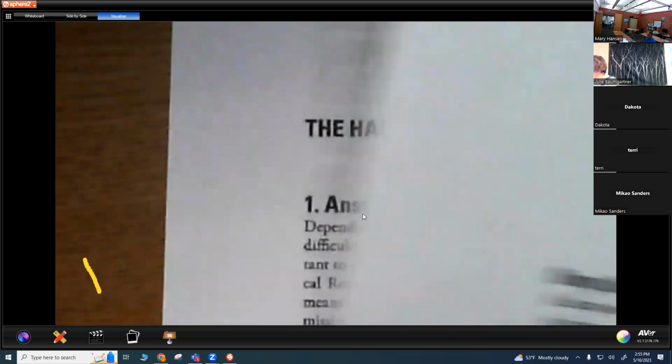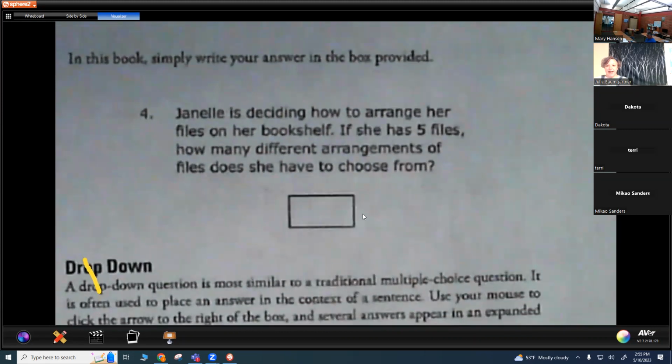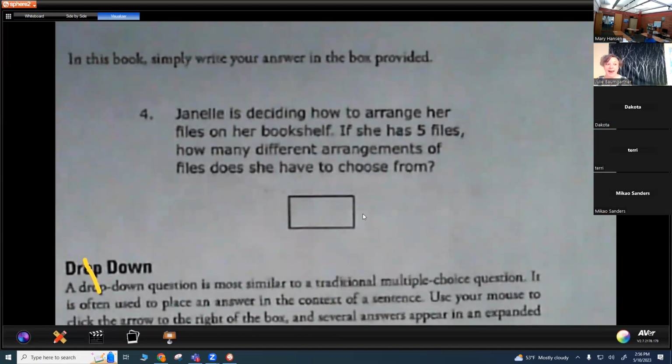All right, let's look at the example problem on the next page. So Janelle's deciding how to arrange her files on her bookshelf. She has 5 files. How many different arrangements of files does she have to choose from? Anyone know? Anyone ever heard of this style of problem? This was one of the ones I had to learn when I was first teaching GED.